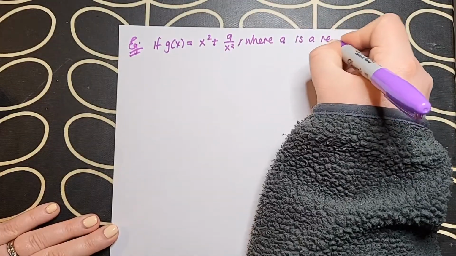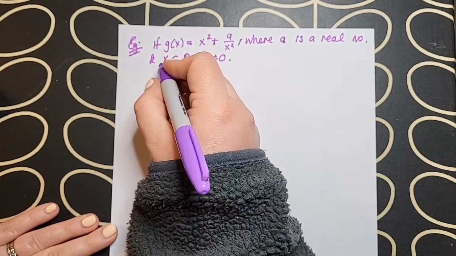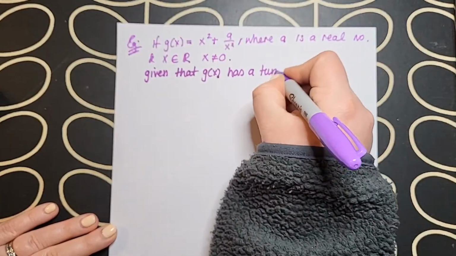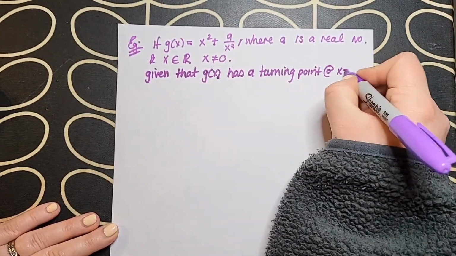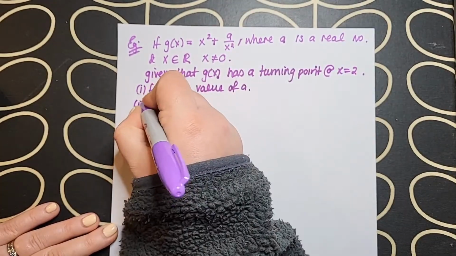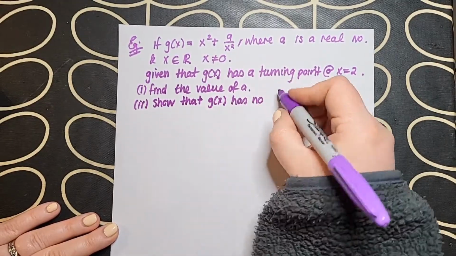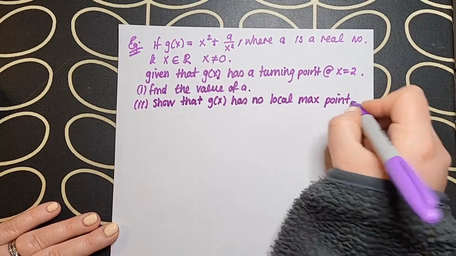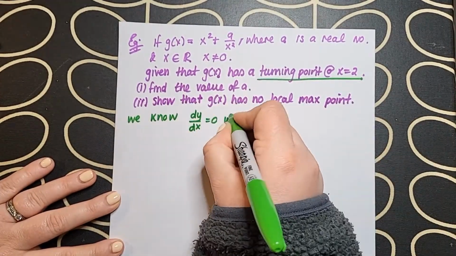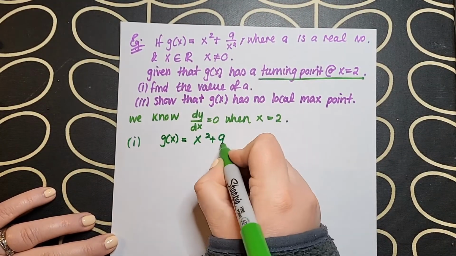So g(x) is equal to x squared plus a over x squared, where a is a real number, x is a real number, and x is not equal to 0. They're telling us that g(x) has a turning point at x equals 2. So we're asked to find the value of a in part 1 and then show that it has no local max point. So it's not a maximum point. Again, remember, a turning point means dy/dx is equal to 0.